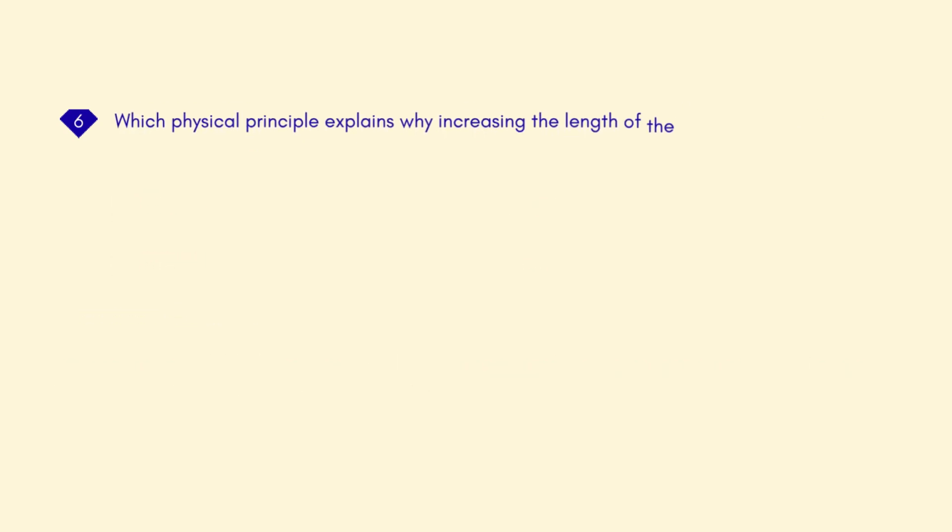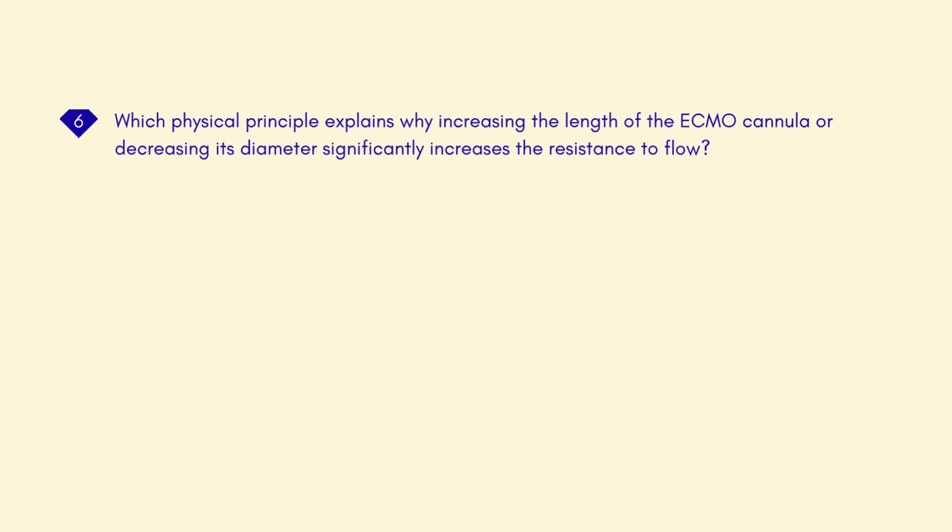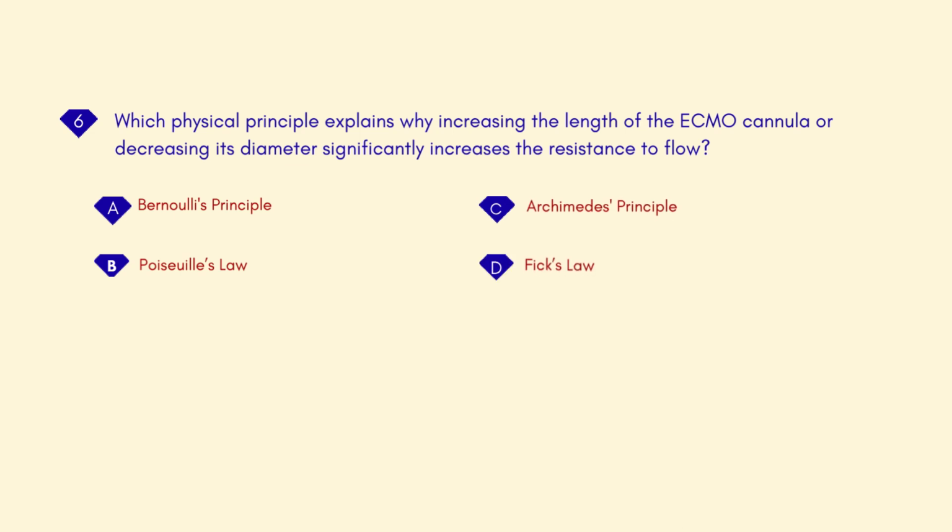Which physical principle explains why increasing the length of the ECMO cannula or decreasing its diameter significantly increases the resistance to flow? A. Bernoulli's principle. B. Poiseuille's law. C. Archimedes' principle. D. Fick's law. Answer: B.